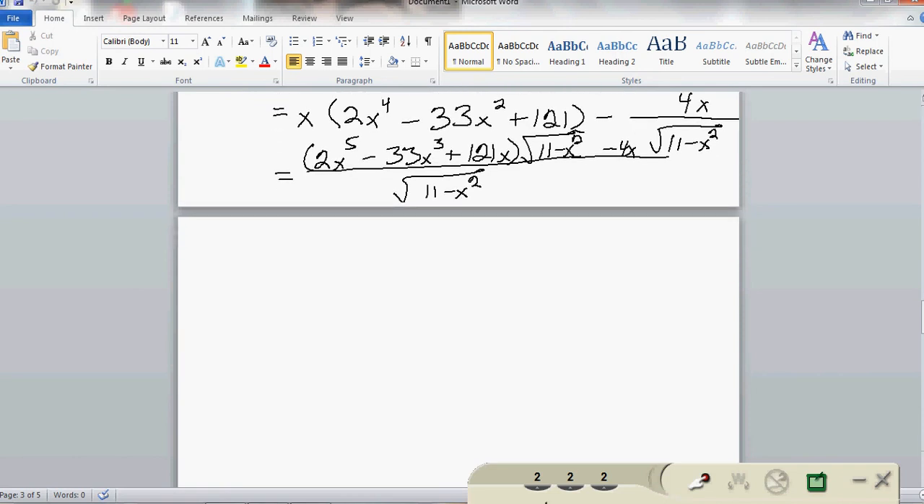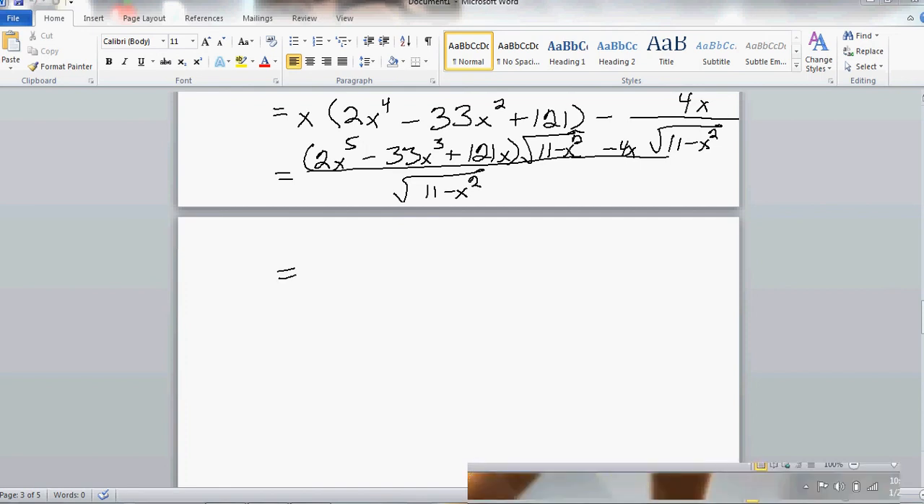what we need to do is set each one of these equal to 0. Well, setting this whole thing equal to 0, hopefully it's not that easy to see. This is a very involved problem. But basically, if we could factor out an x out of absolutely everything, which would leave 2x to the 4th minus 33x squared plus 121 times the square root of 11 minus x squared minus 4.